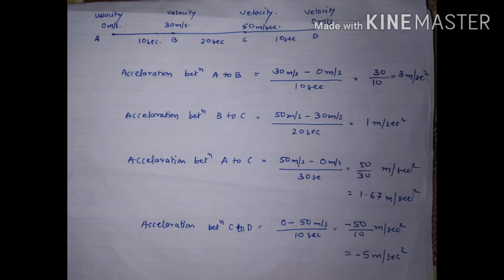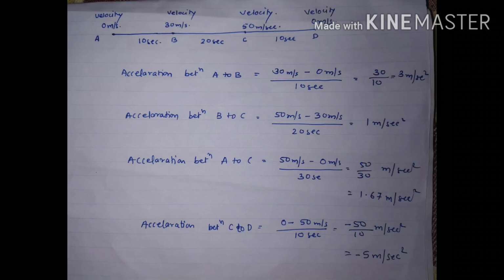Similarly we have calculated the acceleration of the object between A to C, which is found to be 1.67 meter per second square. In the first example, from A to B, the acceleration is found to be 3 meter per second square. Its literal meaning is that the velocity of the object is changing by 3 meter per second every second.